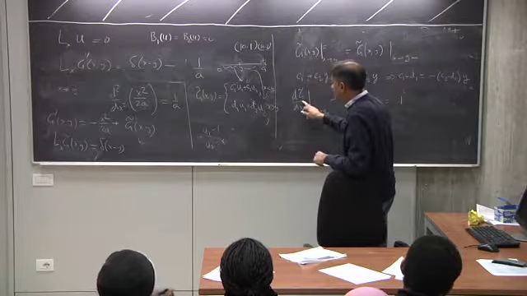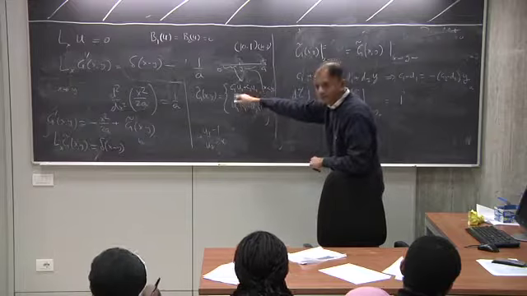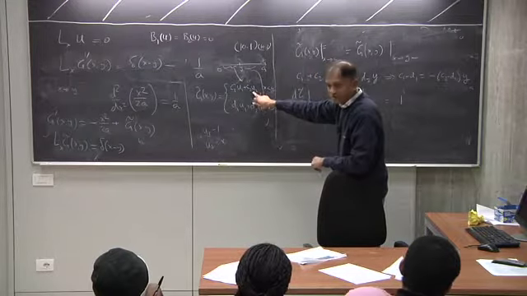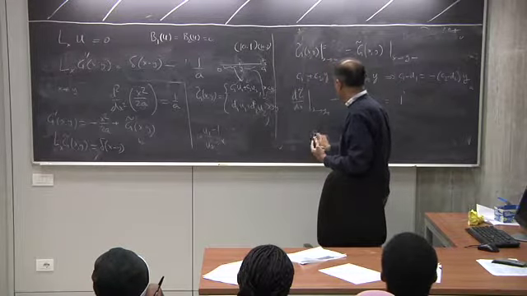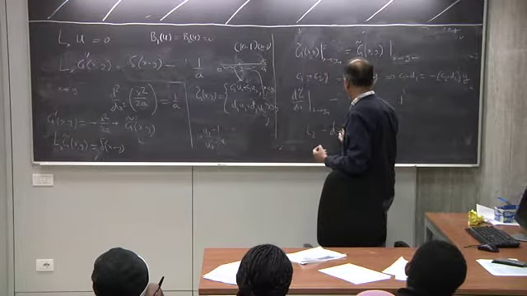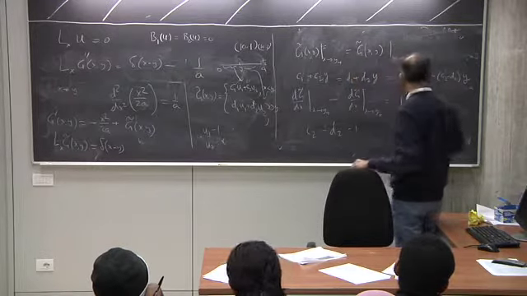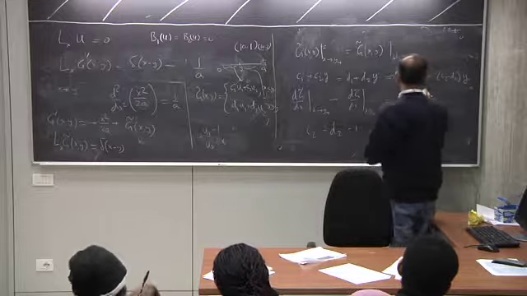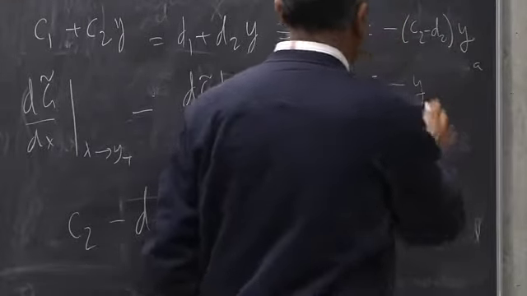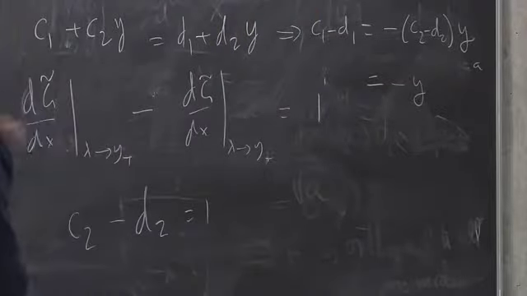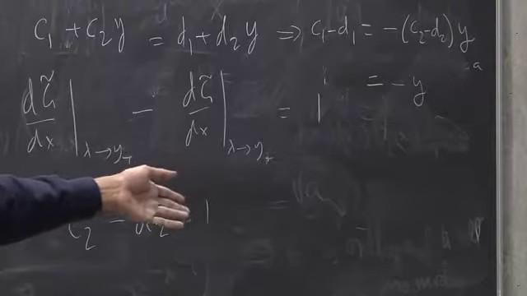So let's do this. dg by dx simply gives you, because u1 is constant, the derivative kills it, and u2 is x, so the derivative just gives you 1. So this is c2 and that is d2. It says c2 minus d2 is 1. So let's plug it back here. That tells me that c1 minus d1 is equal to minus y. So we have determined c1 and c2 in terms of d1 and d2.